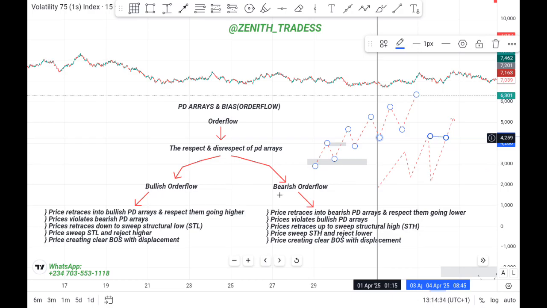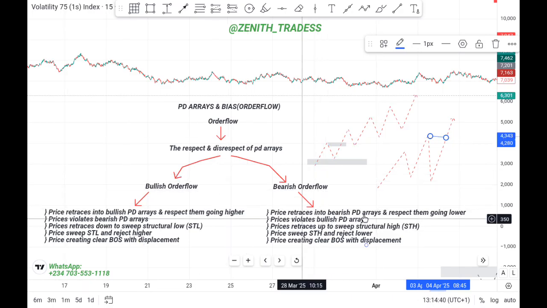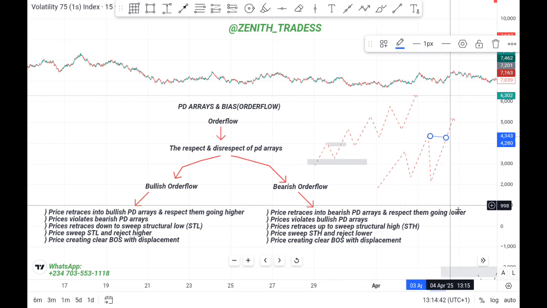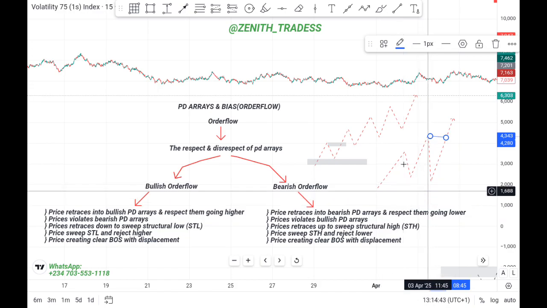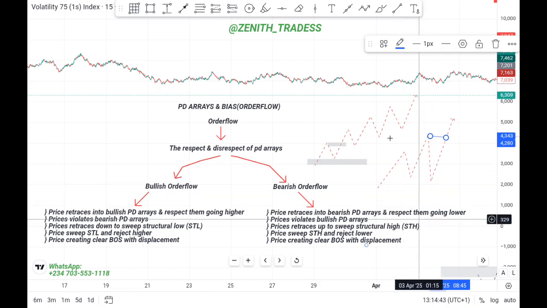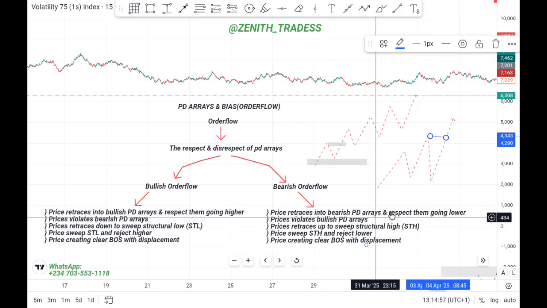For a bearish scenario, it's just the opposite. Price retraces into a bearish PDRA and respects it, then goes lower. So for a bearish scenario, all the PDRAs that are against the bearish trend will get disrespected, and the ones that are in line with it will get respected. Simple as that. Price violates bullish PDRAs. Of course, it will get violated because the trend is bearish.